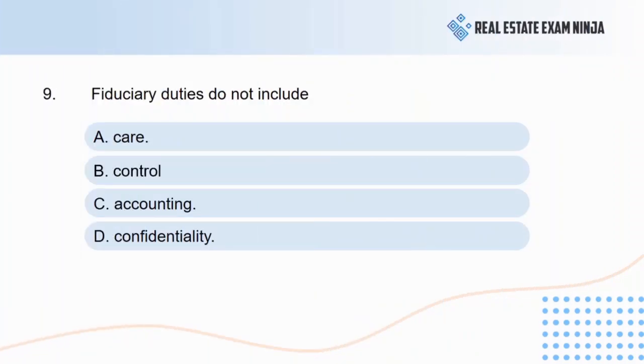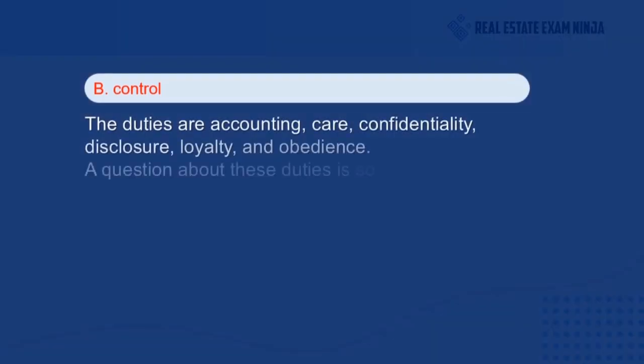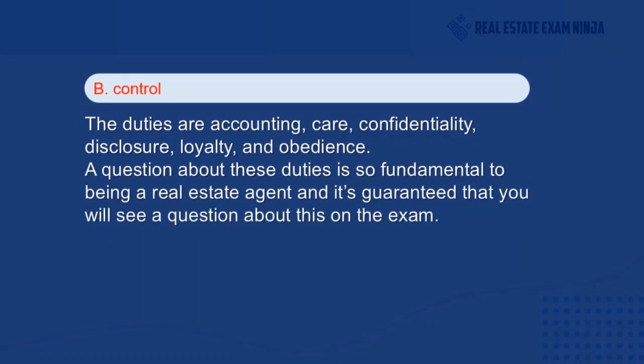Number 9. Fiduciary duties do not include A. Care. B. Control. C. Accounting. D. Confidentiality. The correct answer is B. The duties are accounting, care, confidentiality, disclosure, loyalty, and obedience.